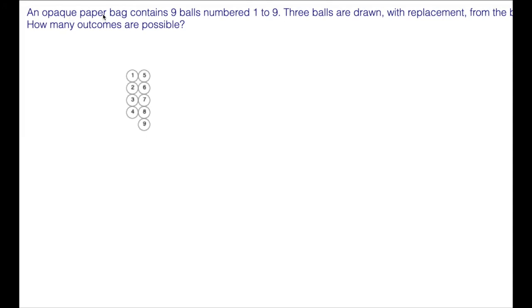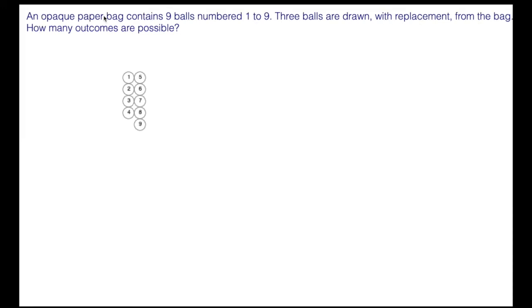An opaque paper bag, that's a paper bag you can't see through, contains 9 balls numbered 1 to 9. 3 balls are drawn with replacement, so you're putting the balls back in each time. How many outcomes are possible? There's 9 possible outcomes for the first drawing. For the second, because you're putting the ball back, you still have 9. And for the third, you still have 9. It's going to be 9 times 9 times 9, which is 729. Basic counting principle, multiply the number of ways that each step can be done.